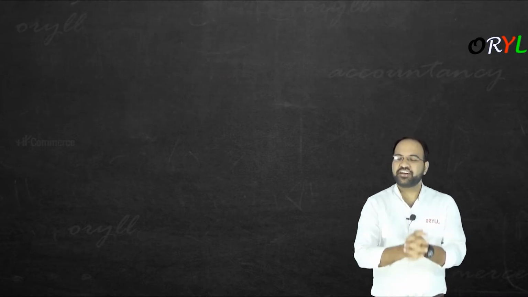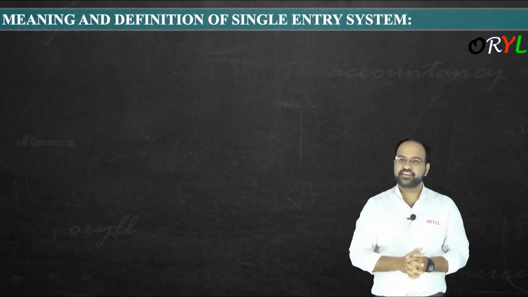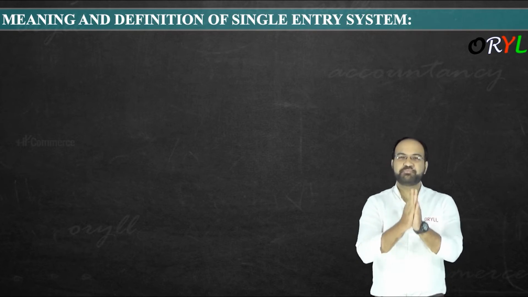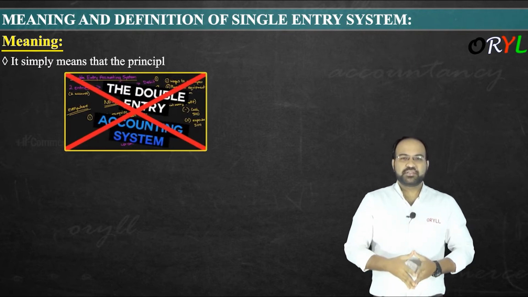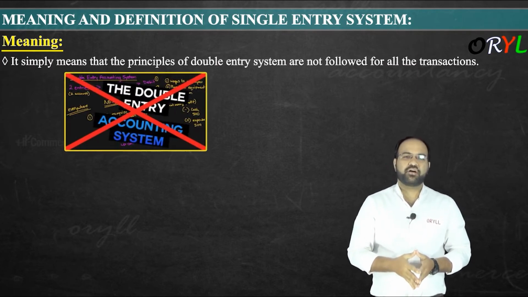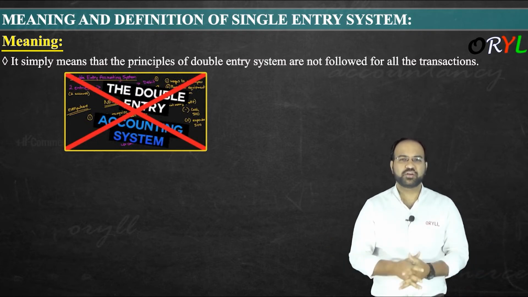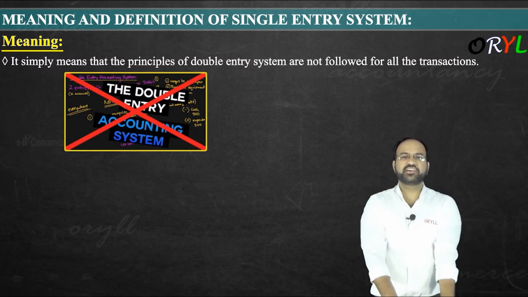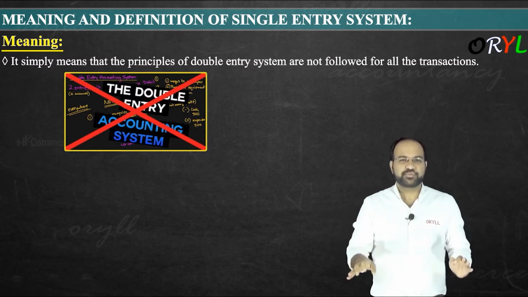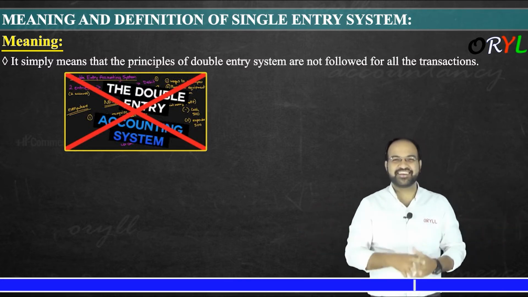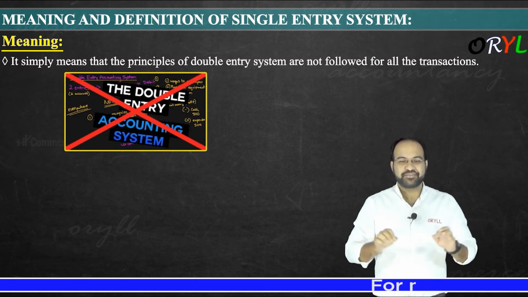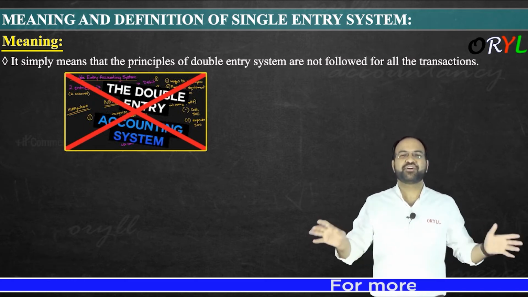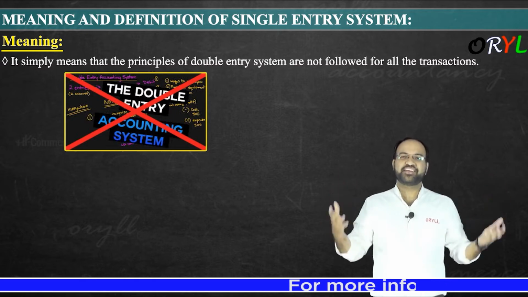Now let us go for the meaning and definition of single entry system. Firstly, let us start with the meaning. It simply means that the principles of the double entry system are not followed for all the transactions. Sir, what do you mean by single entry system? In simple words, in the single entry system, we are not following the principles of the double entry system. So easy, no? So it simply means that the principles of the double entry system are not followed for all the transactions, and this is called the single entry system.